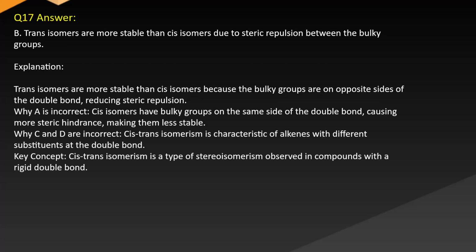Answer. B. Trans isomers are more stable than cis isomers due to steric repulsion between the bulky groups. Explanation. Trans isomers are more stable than cis isomers because the bulky groups are on opposite sides of the double bond, reducing steric repulsion. A is incorrect. Cis isomers have bulky groups on the same side of the double bond, causing more steric hindrance, making them less stable. A, C, and D are incorrect. Cis-trans isomerism is characteristic of alkenes with different substituents at the double bond. Key concept. Cis-trans isomerism is a type of stereoisomerism observed in compounds with a rigid double bond.